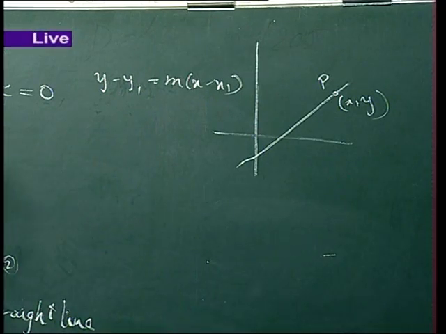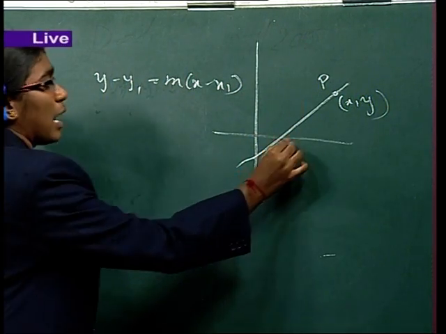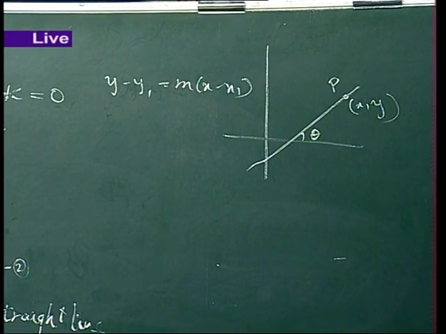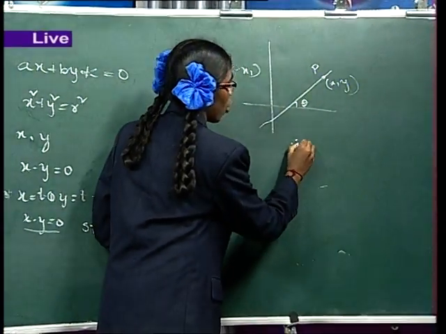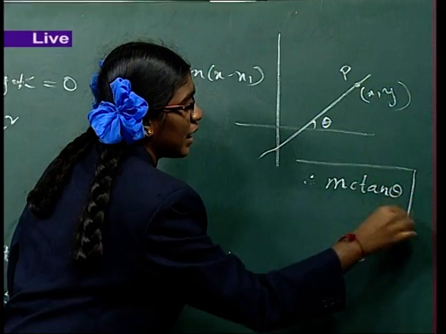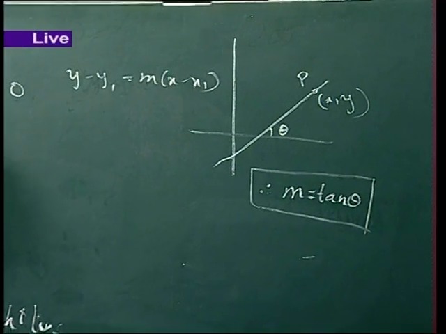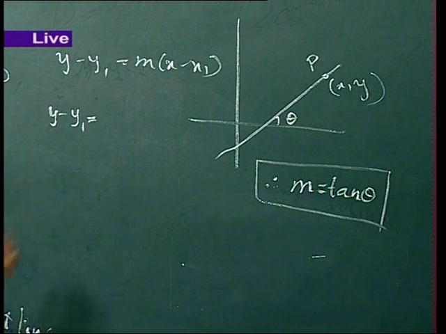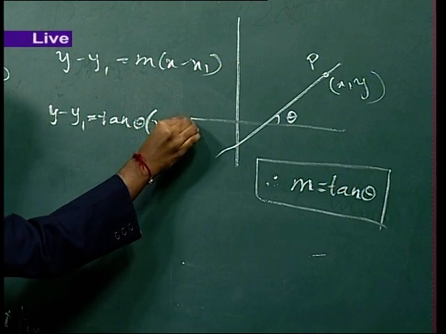Okay, here the straight line passing through a point is making an angle theta. In theta form, what do we take for the m value? Here we take m is equal to tan theta. For the slope form we take m is equal to tan theta. So, we are substituting tan theta here: y minus y1 is equal to, instead of m we are substituting tan theta, tan theta into x minus x1.